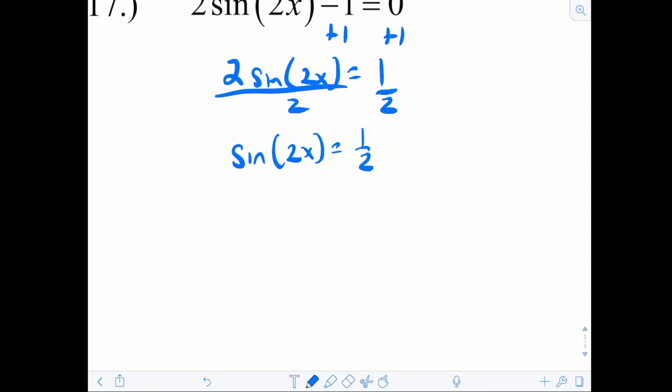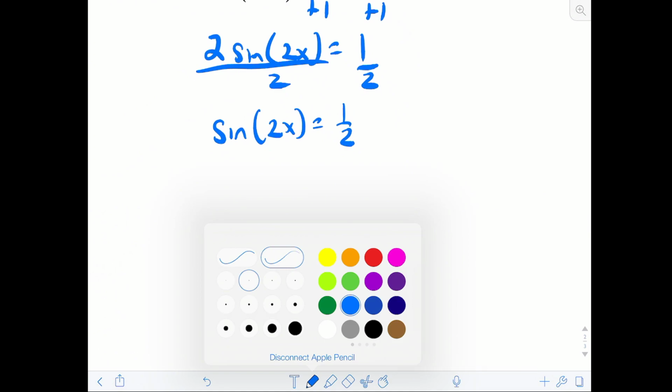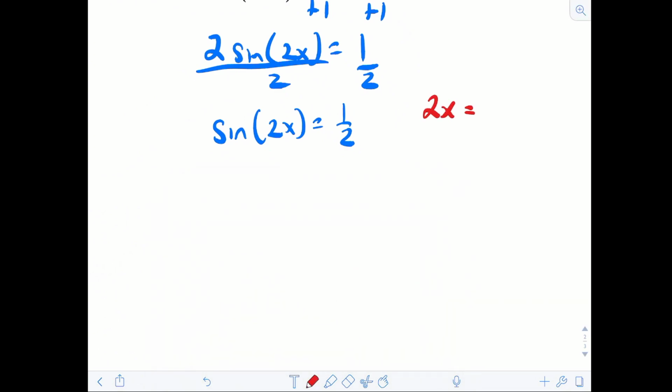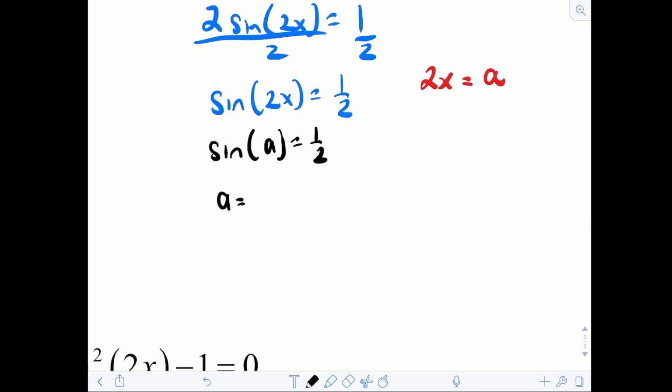Now we've done this already a couple times in this review packet. But what I'm going to do here is I'm going to say 2x is going to be equal to a. Again, just doing another type of substitution. And so I'm going to say sine of a is equal to 1/2. Now, that means a is going to be equal to, well, we did this before in terms of degrees. I'm going to do this in radians, so that'll be pi over 6 and 5 pi over 6.